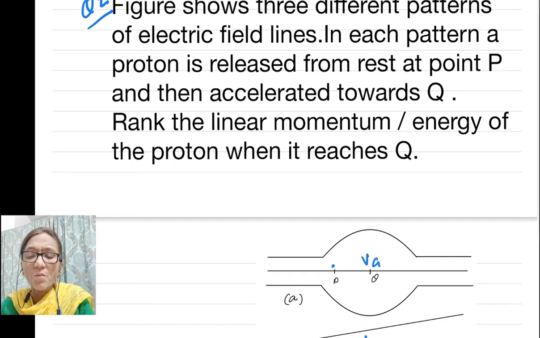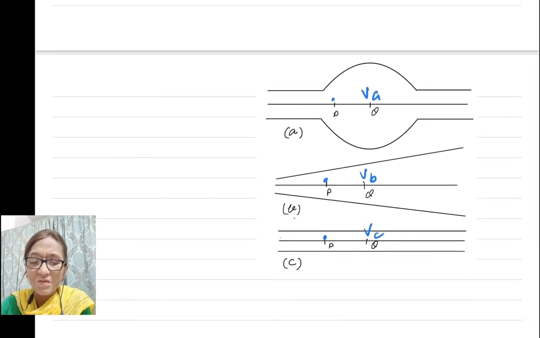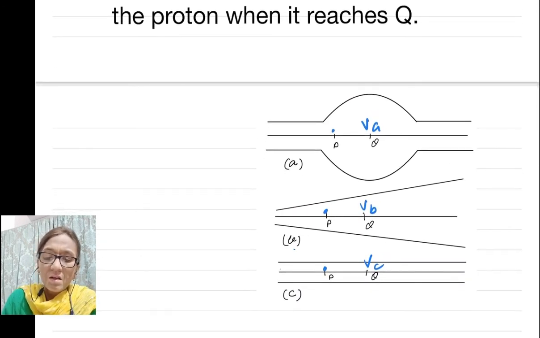Rank the linear momentum and energy of the proton. In which case out of the 3 is energy highest, and linear momentum highest? So let us do it.